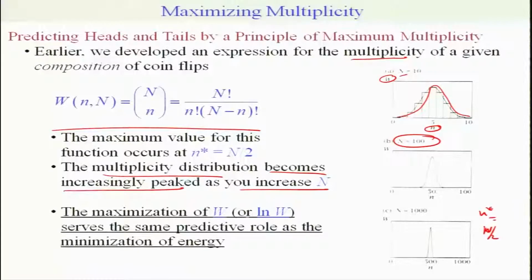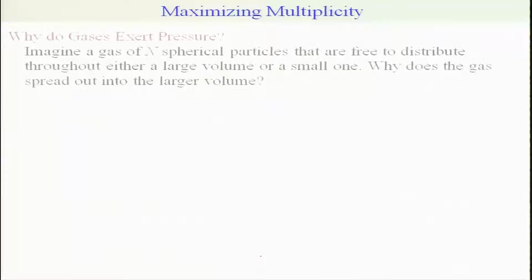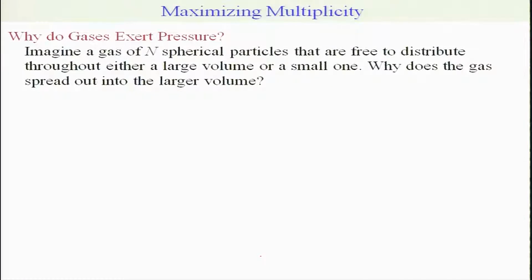Now why this is important, because we would soon learn that maximization of W, or the multiplicity, or the logarithmic value of W serves the same predictive role as the minimization of the energy in order to obtain the optimum value of a variable for a given system. So, with this we can ask a couple of questions and understand the importance of this concept.